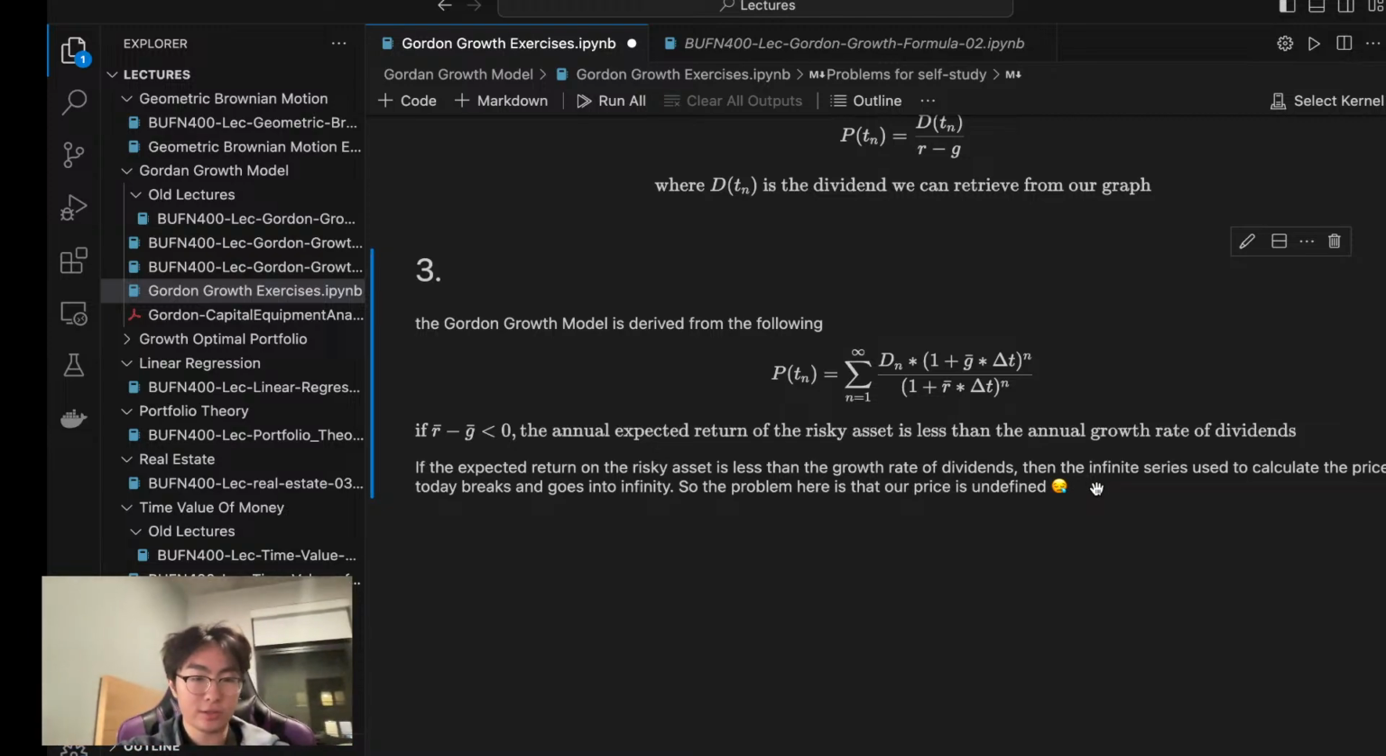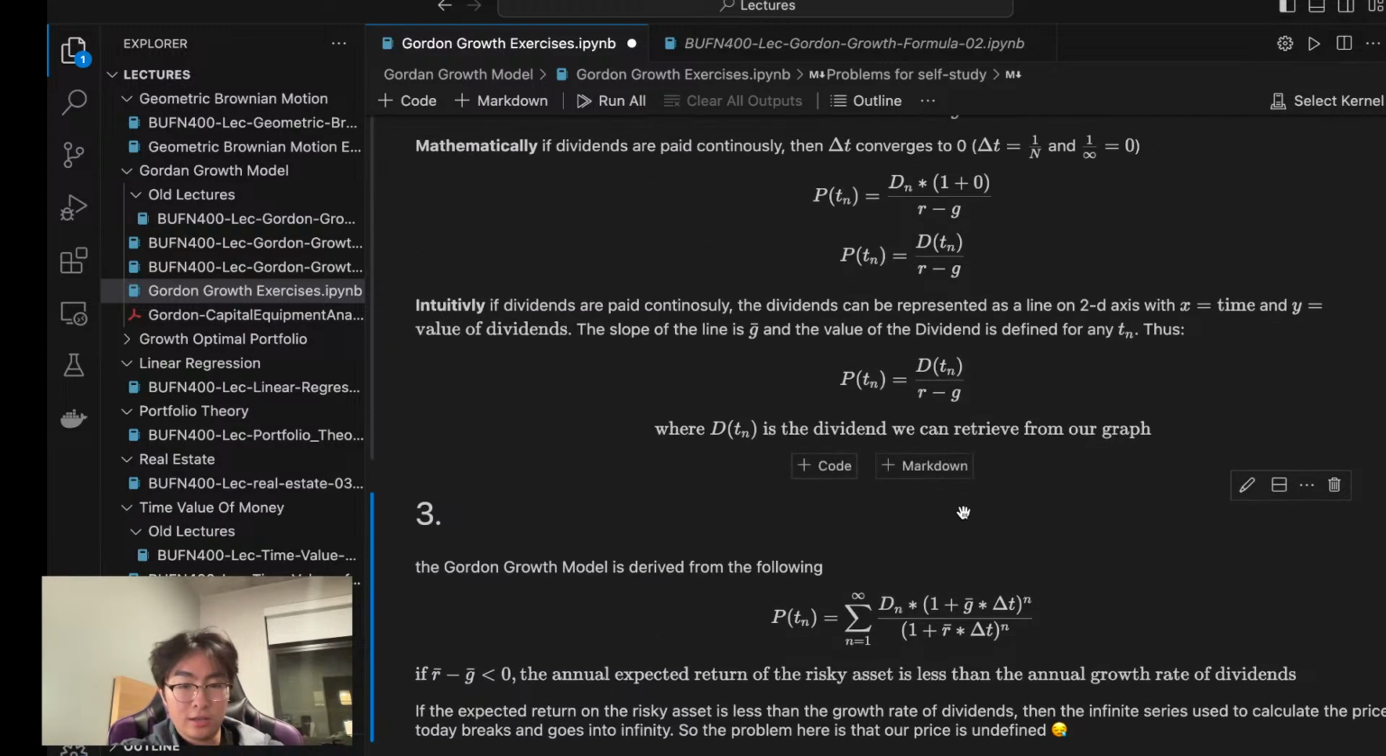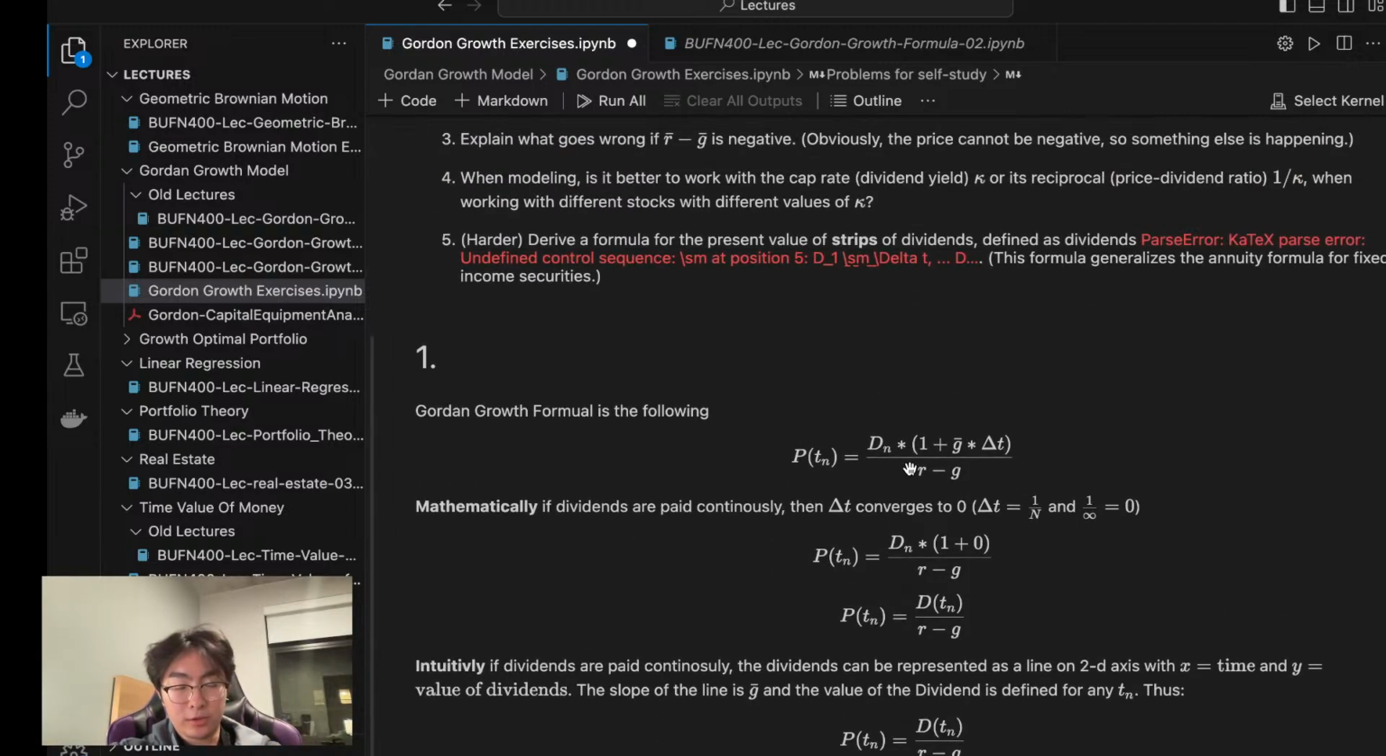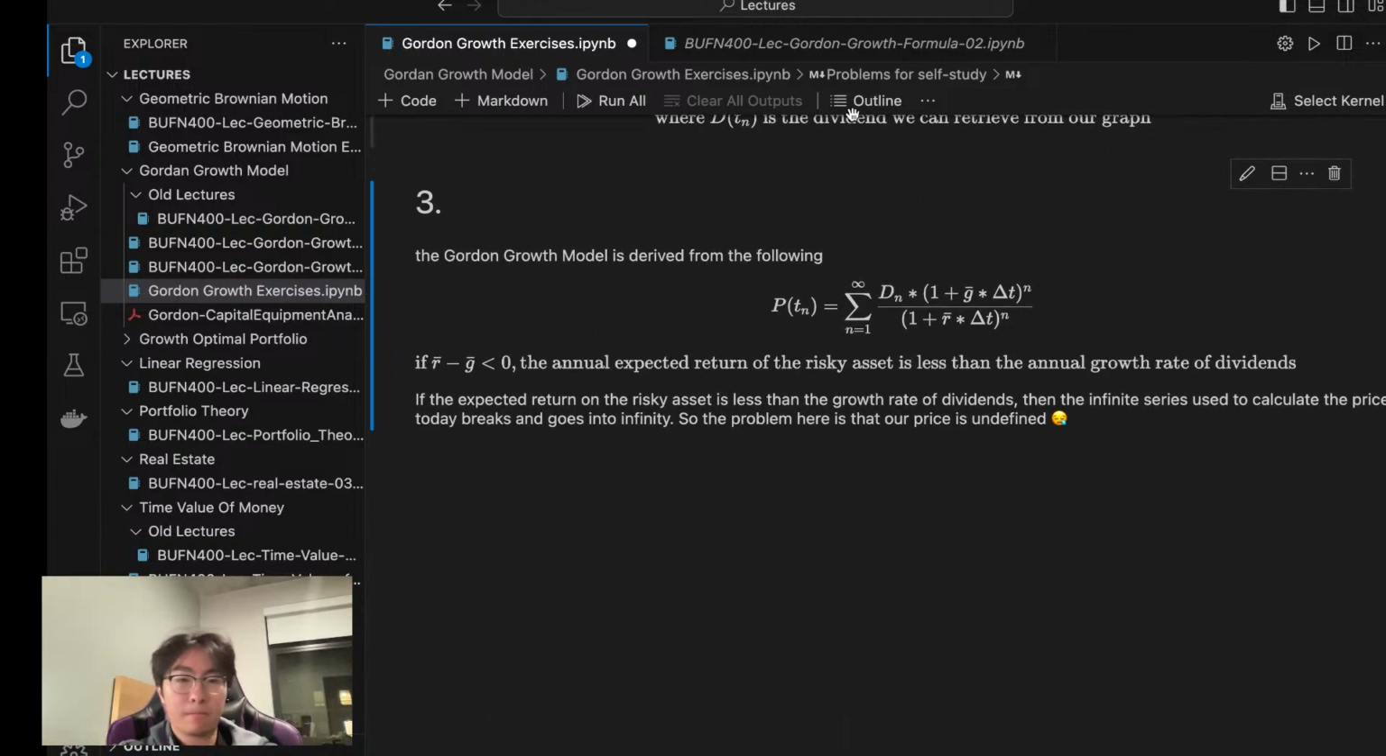Because if r minus g is less than 0, which means that the growth rate is greater than the expected return, then the sum actually goes into infinity. And if our sum goes into infinity, then this never really resembles a price. And let's say we use this formula to describe the price. And if g is greater than r, then our price will be negative, which still doesn't make any sense. Okay.